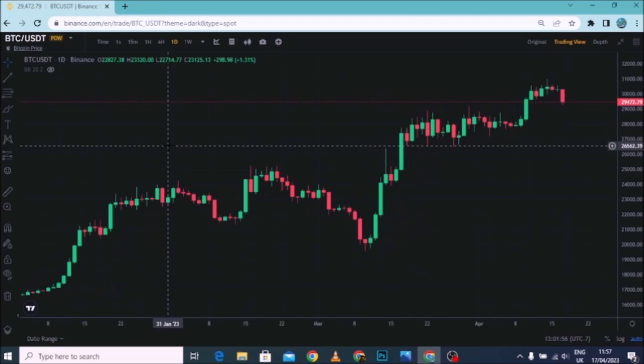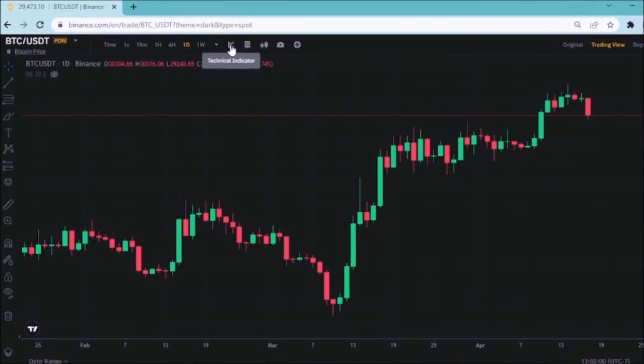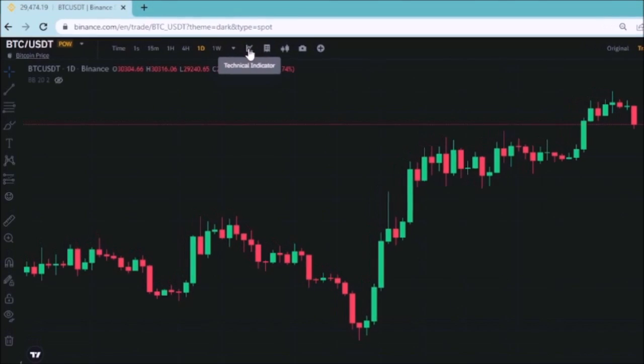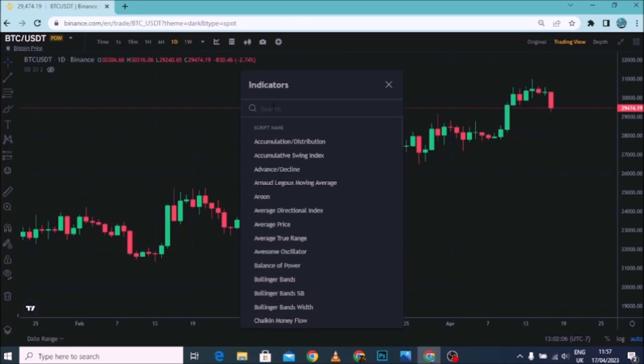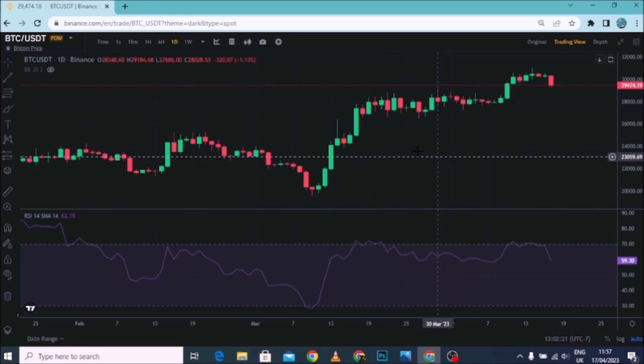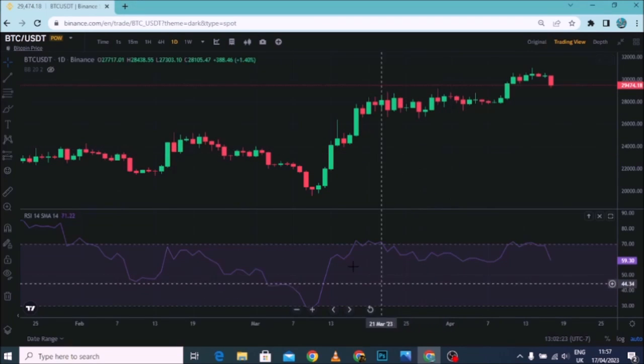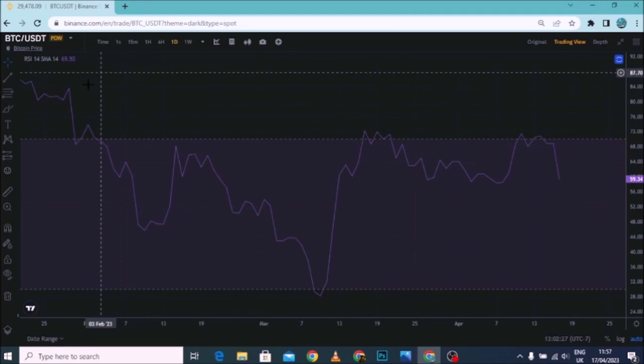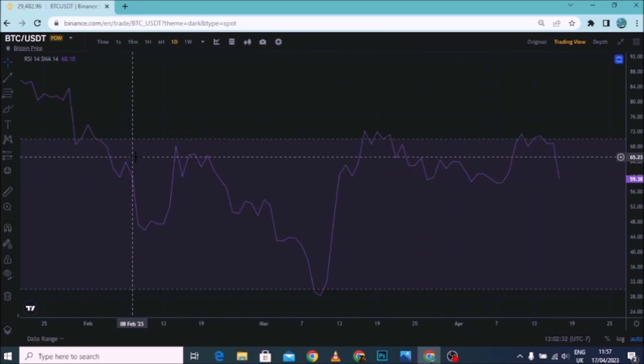So first of all, you come here on technical indicators, you click here. Then after you put RSI, you click on it. After launching it, this is how RSI looks like.